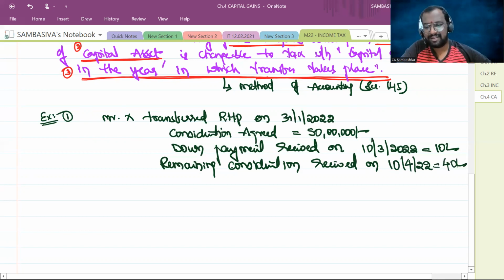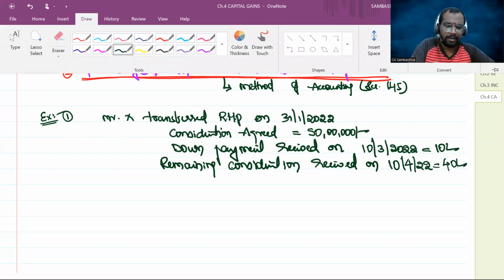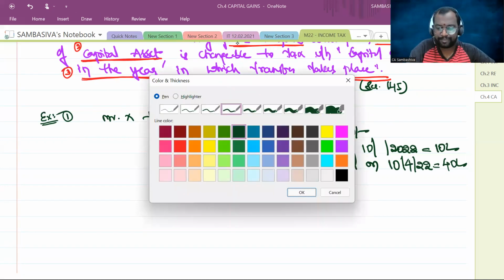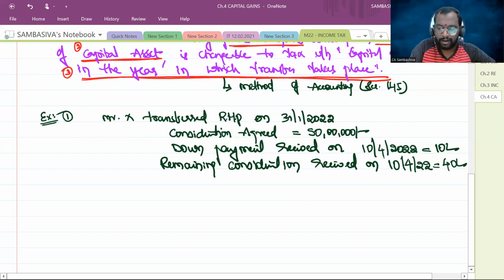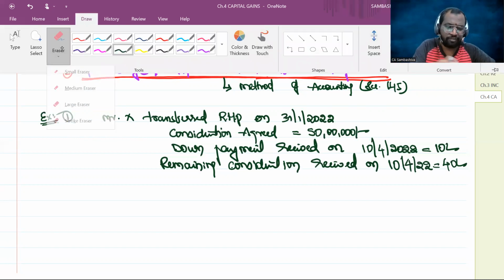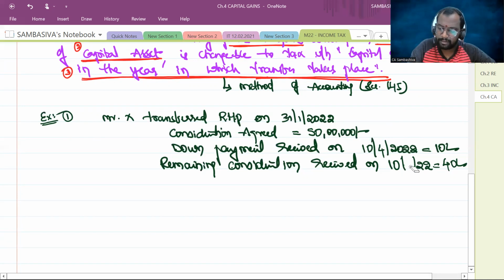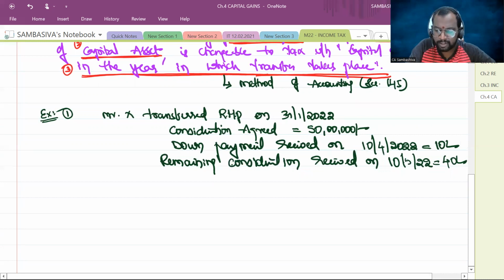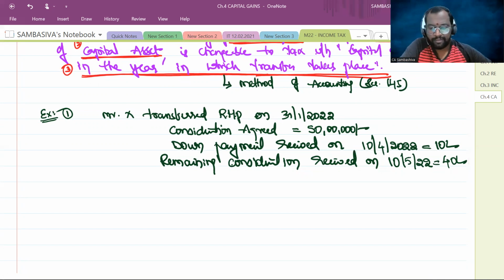Let us make some small modification. Down payment also you have received in the month of April. And the remaining installment you have received on 10th of May. I'll tell you why I am making these modifications. So on 31st of January 2022, we have transferred a residential house property. Consideration agreed 50 lakhs, down payment received on 10th April 10 lakhs, and remaining consideration received on 10th May 40 lakhs.